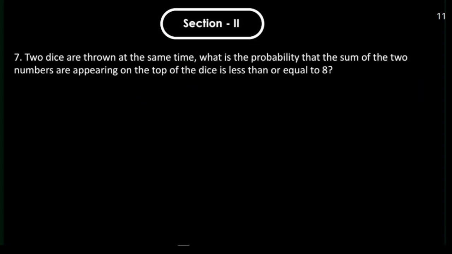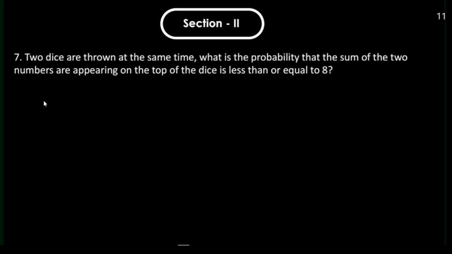Now the next question is, two dice are thrown at the same time. What is the probability that the sum of the two numbers appearing on the top of the dice is less than or equal to 8? So I hope you have understood the situation. Here, two dice they have taken.